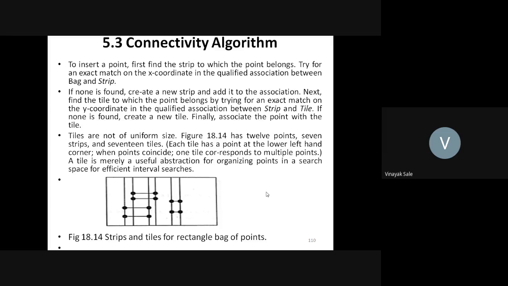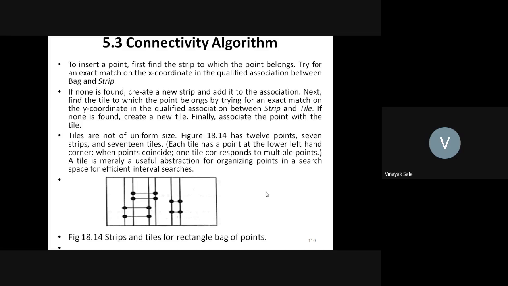So to insert a point, first find the strip to which the point belongs, by trying for an exact match of the x coordinate in the qualified association between bag and strip. If none is found, create a new strip and add associations.